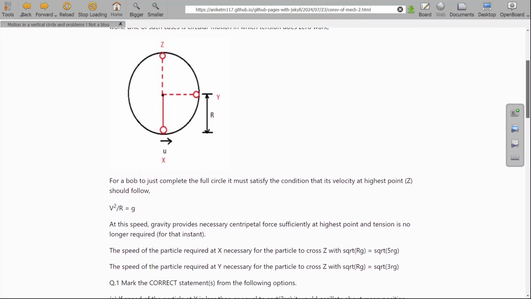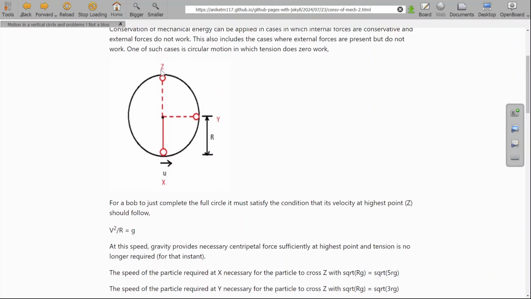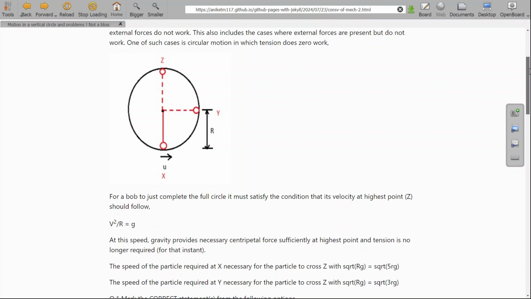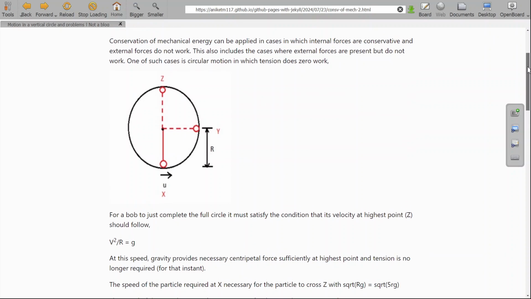First of all, we want to find the minimum velocity the particle must have at the bottommost point, that is x, so that it is able to reach the point z. What would be the minimum possible velocity? We know that if we have some high velocity, the particle would move in a vertical circle quite easily. But how do we take into account the cases when the particle has just sufficient speed?